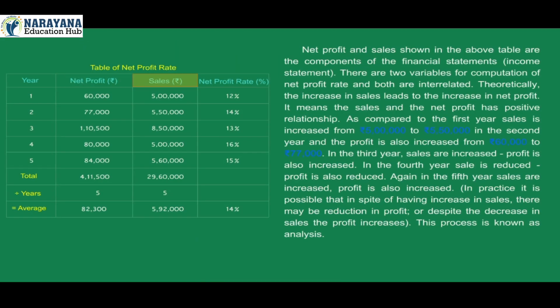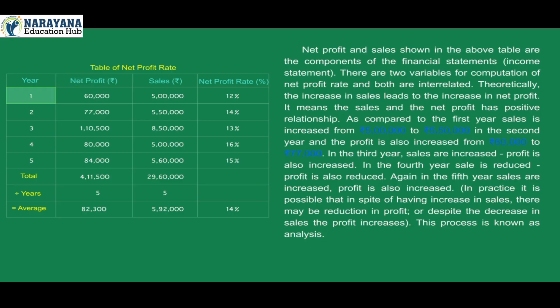Net profit and sales shown in the above table are the components of the financial statements, that is income statement. There are two variables for computation of net profit rate and both are interrelated. Theoretically, the increase in sales leads to the increase in net profit. It means the sales and the net profit have a positive relationship.